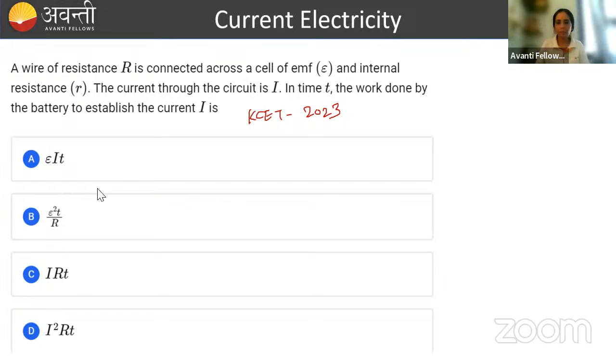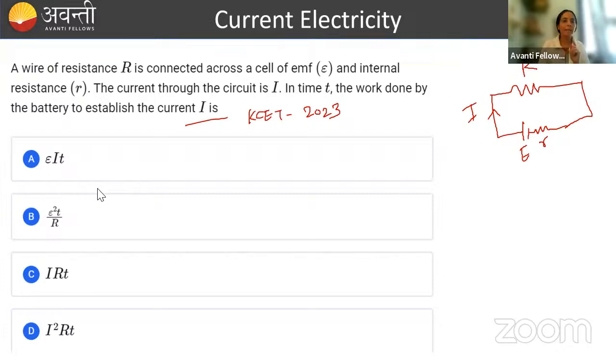So, okay, let me end the poll here and let me show you the answer. What is the answer? The correct answer is D. ठीक है. Let's see the question. A wire of resistance R is connected across a cell of EMF E and internal resistance r. So there is a wire like this of resistance R, connected to a battery having internal resistance small r, and it has an EMF. The current through the circuit is I. In time t, what is the work done by the battery to establish the current I?